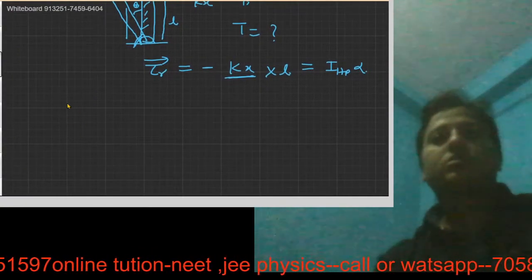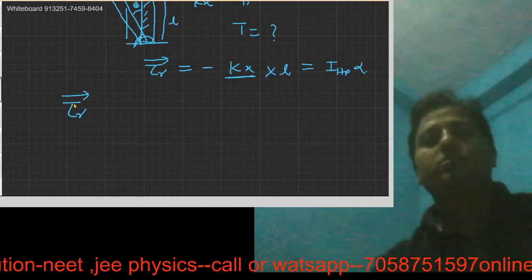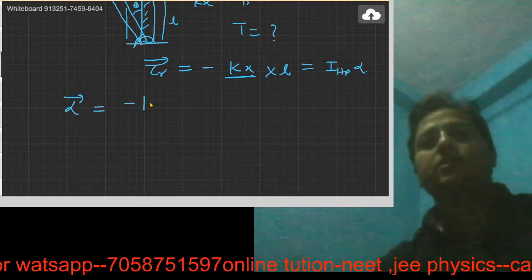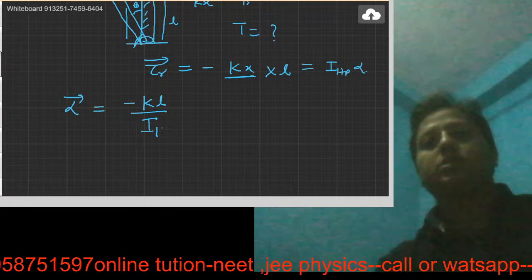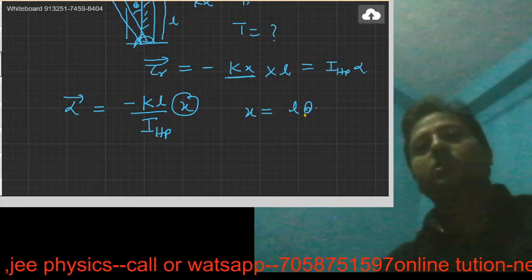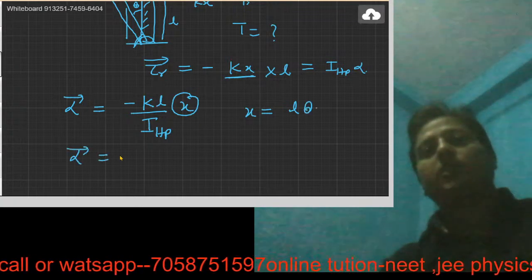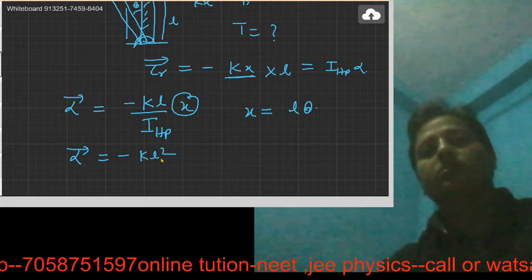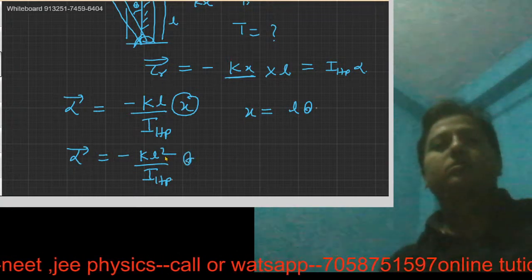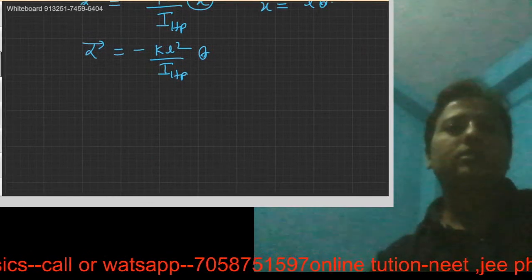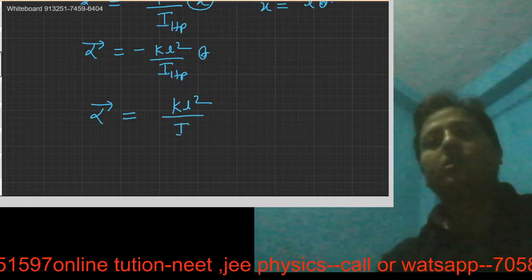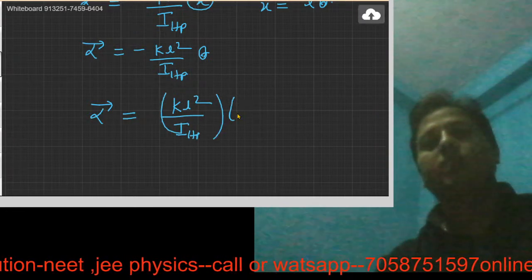So what is alpha? Alpha is minus kl over I about the hinge point into x, and we know x is l into theta. So alpha is minus kl square over I about the hinge point into theta. Alpha comes out to be kl square over I about the hinge point into minus theta.